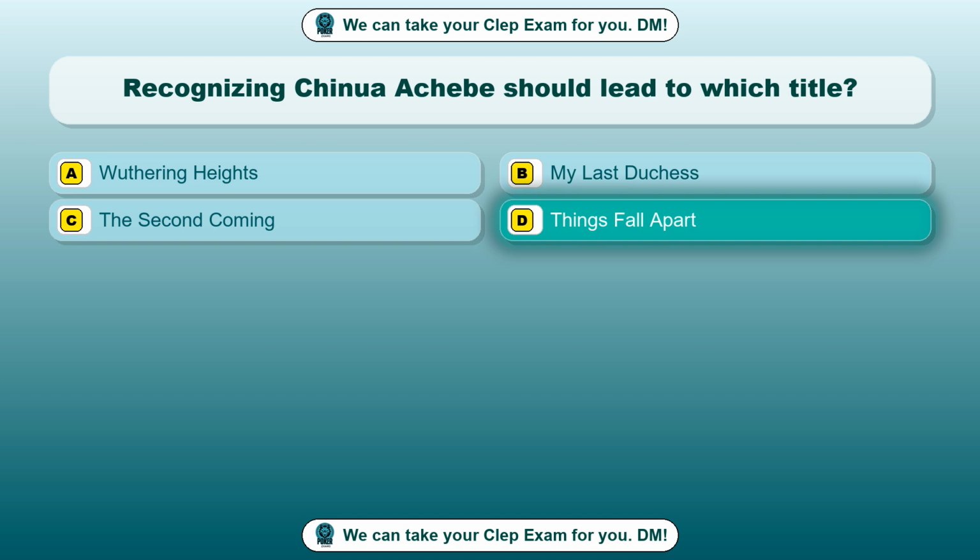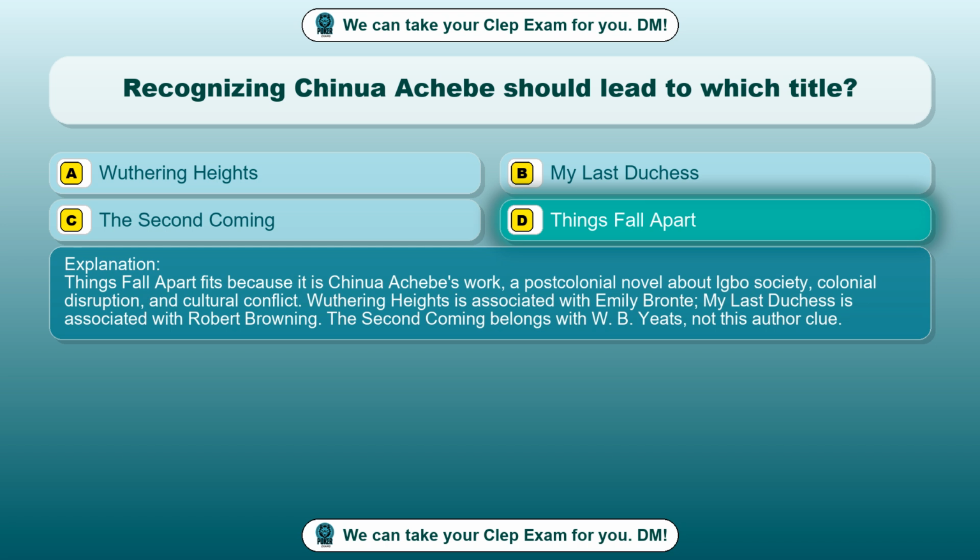Things Fall Apart. Things Fall Apart fits because it is Chinua Achebe's work, a post-colonial novel about Igbo society, colonial disruption and cultural conflict. Wuthering Heights is associated with Emily Brontë. My Last Duchess is associated with Robert Browning. The Second Coming belongs with W. B. Yeats, not this author clue.